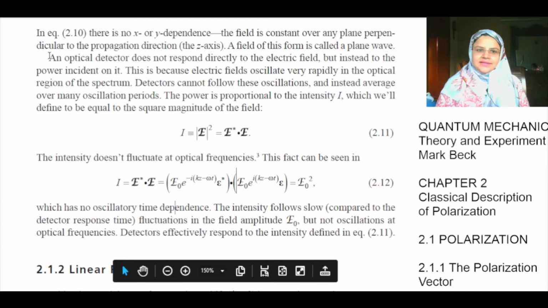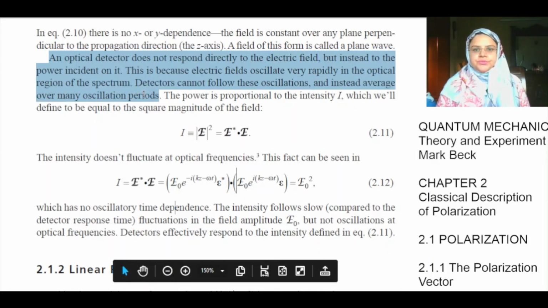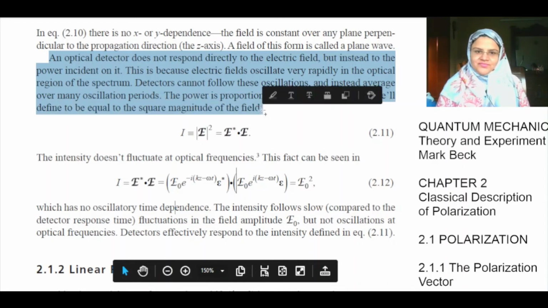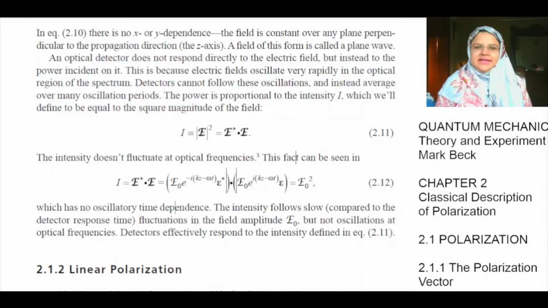An optical detector does not respond directly to the electric field, but instead to the power incident on it. This is because the electric field oscillates very rapidly in the optical region of the spectrum. Detectors cannot follow these oscillations and instead average over many oscillation periods. The power is proportional to the intensity, which we'll define to be equal to the square magnitude of the field. Intensity is equal to the magnitude of the electric field squared, which is equal to the electric field conjugate dot product with the electric field.